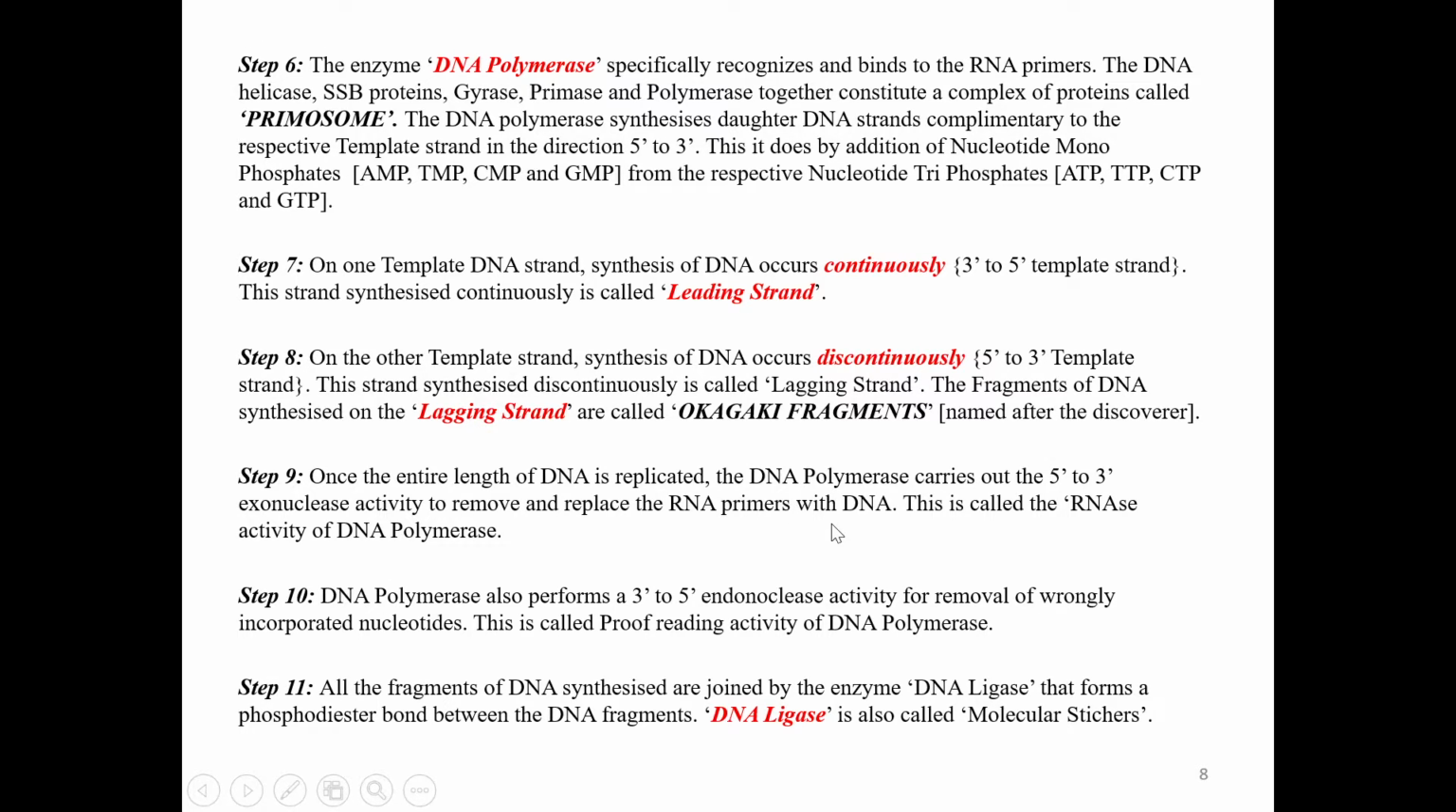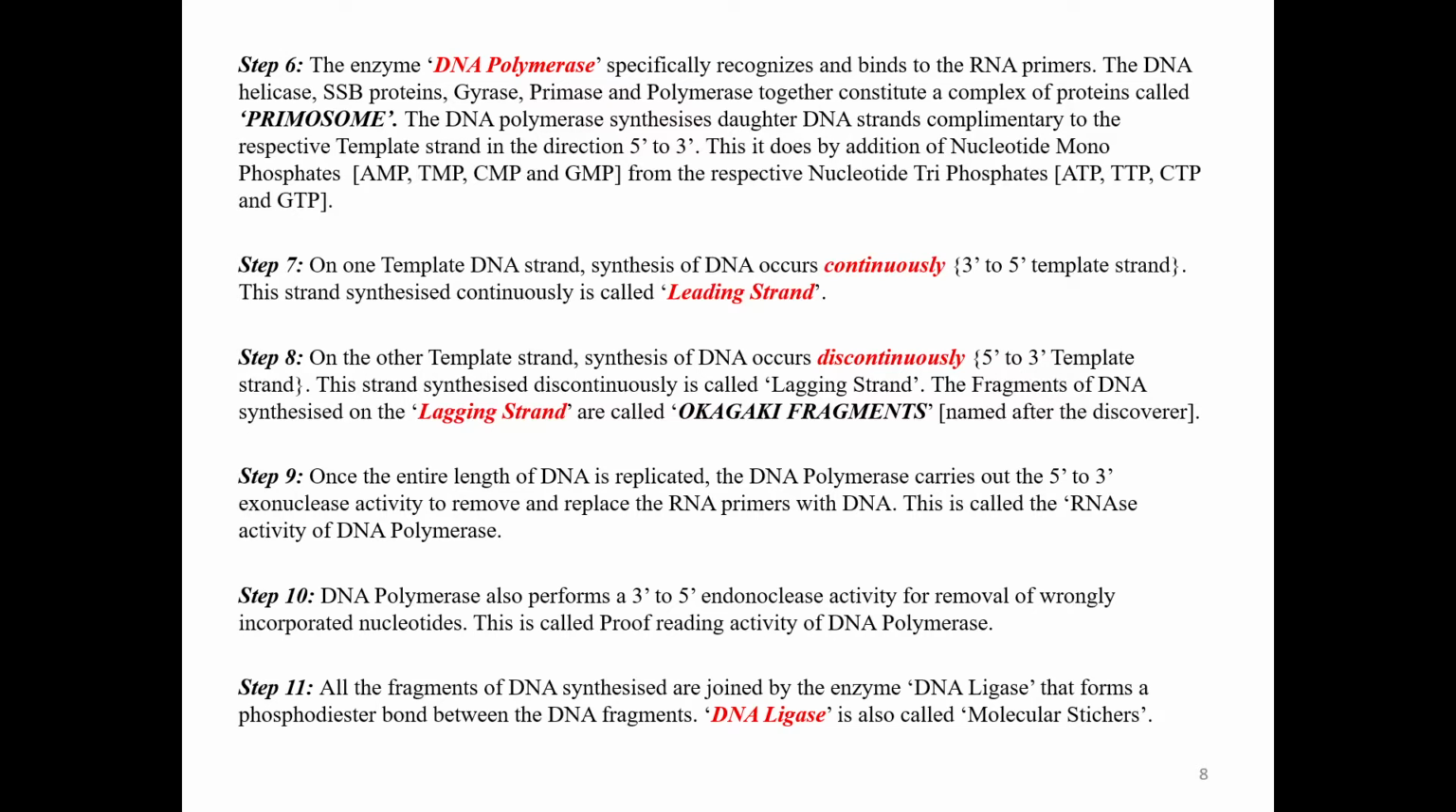This is called the RNase activity of DNA polymerase. In the next step, DNA polymerase also performs 3' to 5' exonuclease activity for removal of wrongly incorporated nucleotides, and this is called the proofreading activity of DNA polymerase.